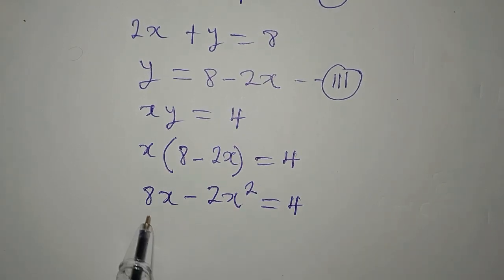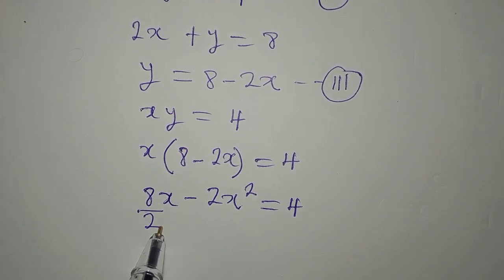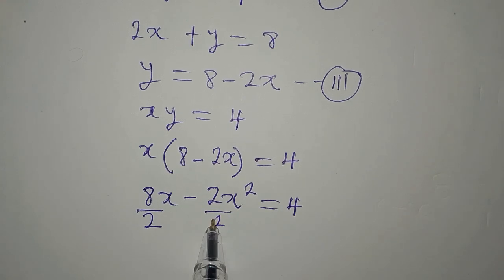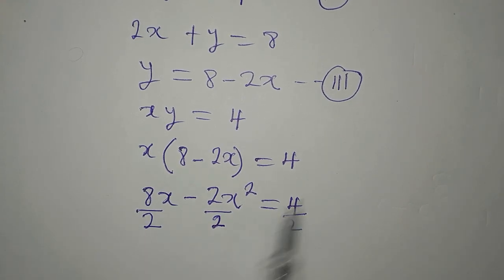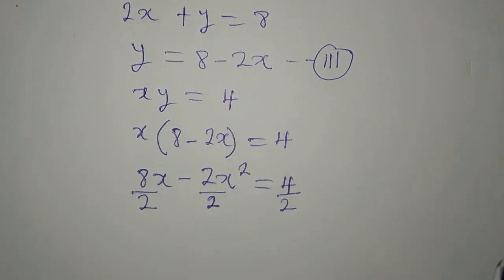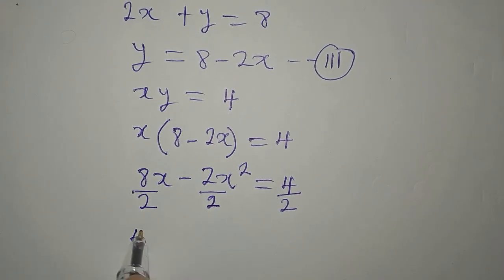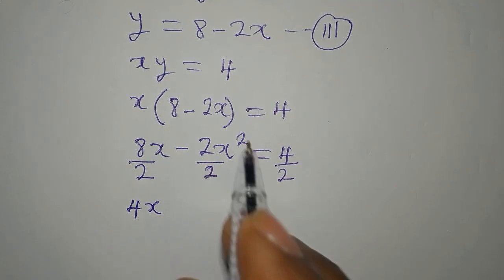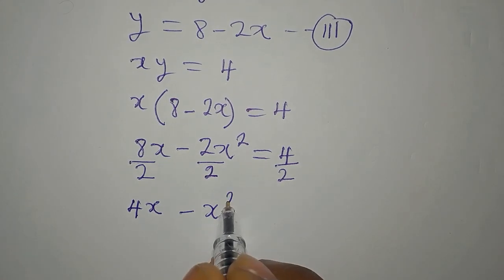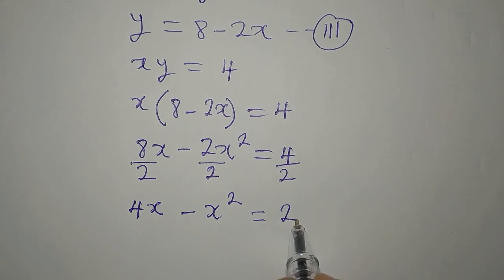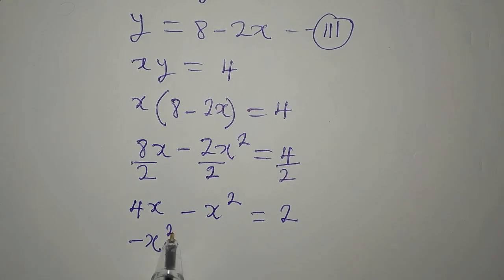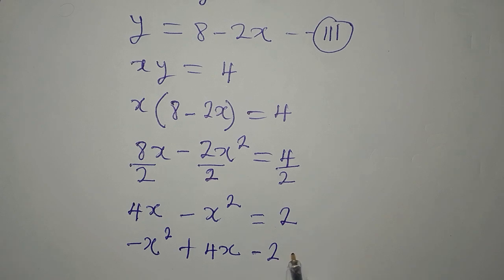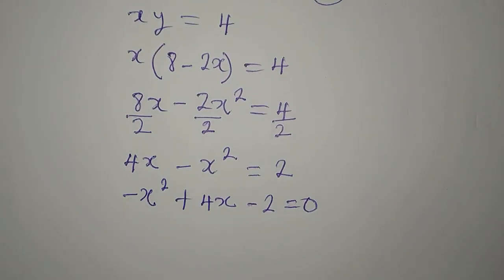Or better still, let's reduce this equation by dividing all through by 2. We are doing this because 2 is a common factor to all of them. 2 will go here, 4, so we have 4x. 2 will go there, and we'll have minus x squared. And 2 will go there, we have 2. Now, we're going to write this first. Minus x squared, then plus 4x. This comes here, becomes minus 2, and everything is equal to 0.